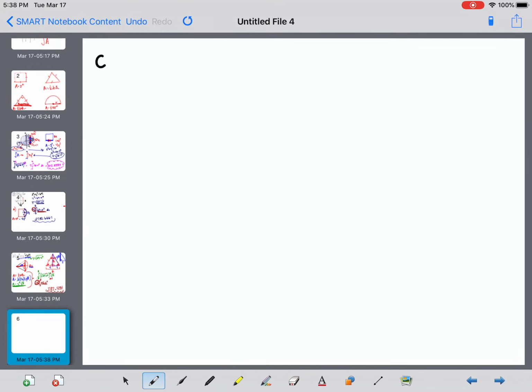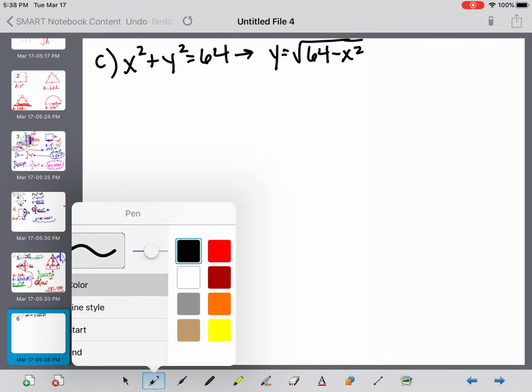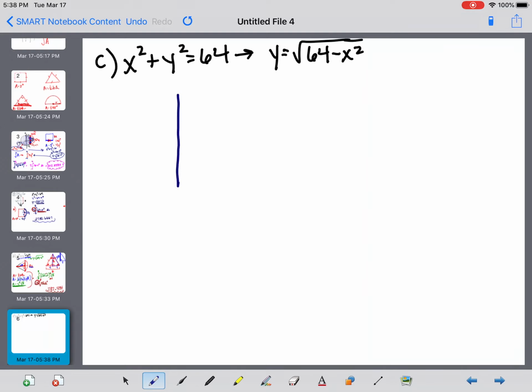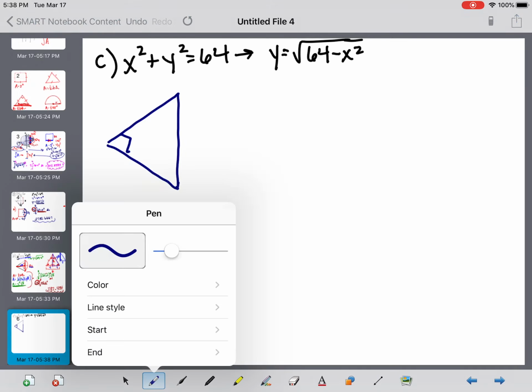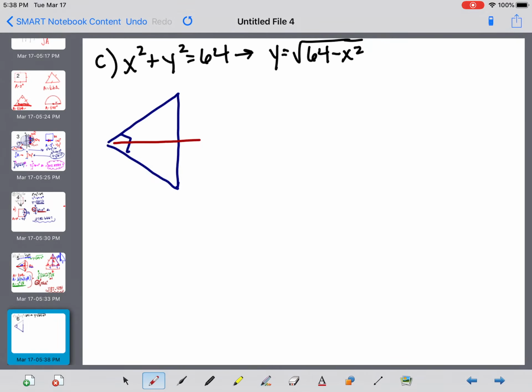For part C, again, we're dealing with x squared plus y squared equals 64, which we all know means that y equals the square root of 64 minus x squared. For C, it says that we're dealing with isosceles right triangles, okay? So my isosceles right triangle looks like this, where this is a right angle. And again, pretend like this is the x-axis. So this point right here is a point on the circle, and this is a point on the circle. So it looks like that. We know that this is going to go up y and this is going to go down y, so that the base of my isosceles right triangle is 2y.